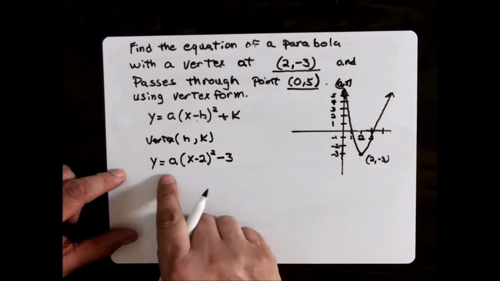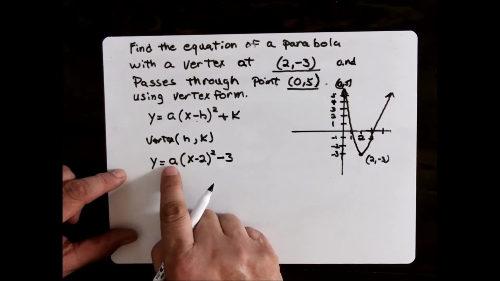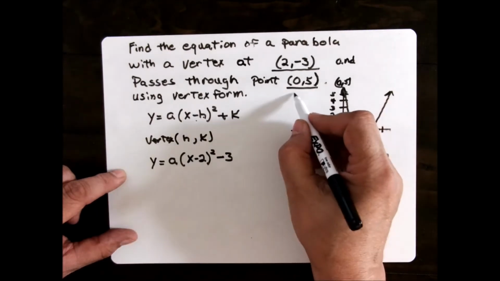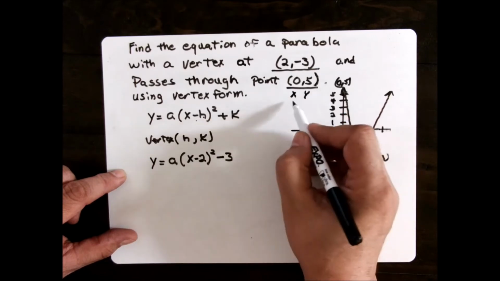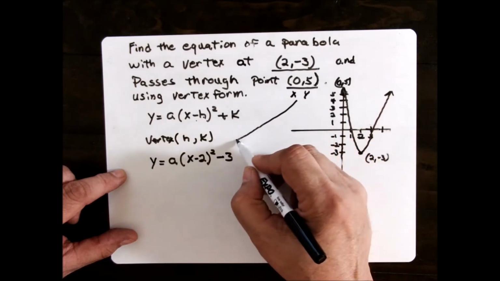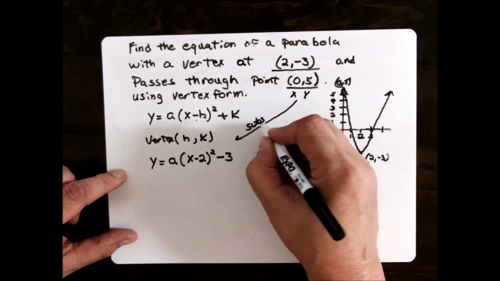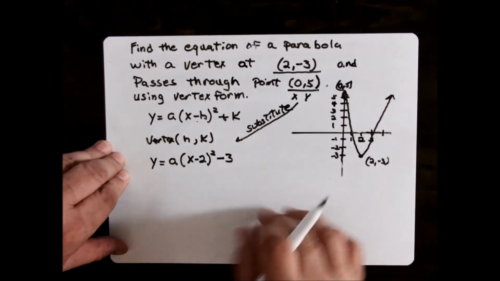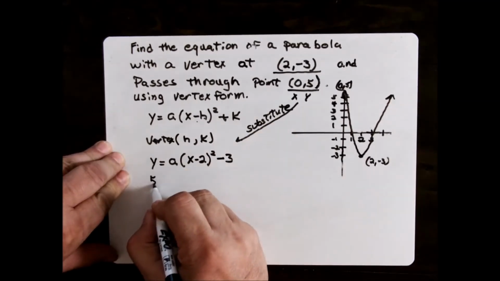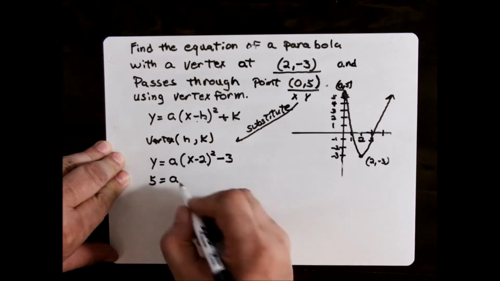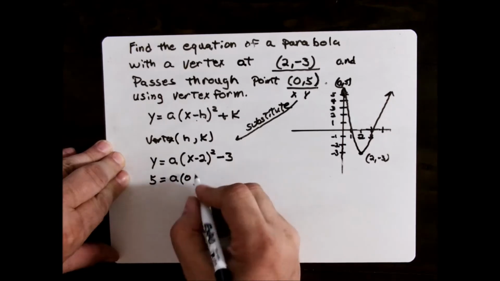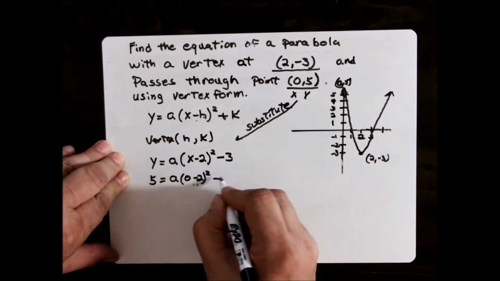Now we need to find what a is. The way we can do that is we can take our additional point here, (0, 5), and substitute it back into our equation. Remember, this is our x and this is our y. So we know my y is 5. We don't know what a is. We know my x is 0, and then minus 2 squared minus 3.